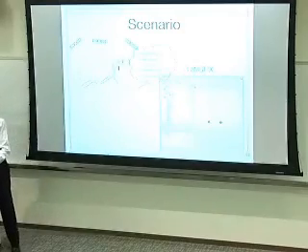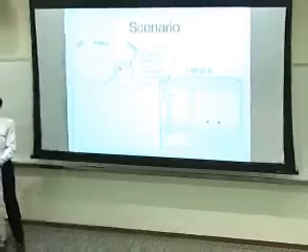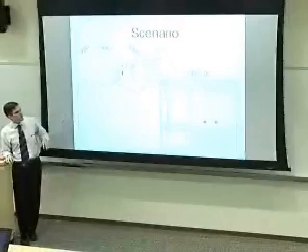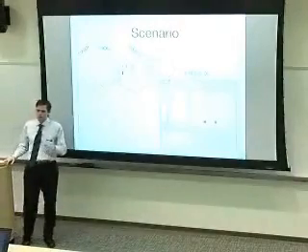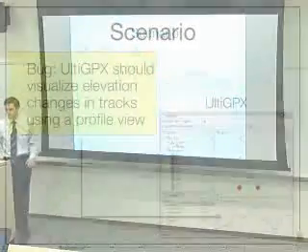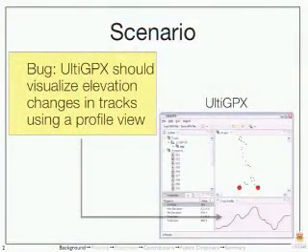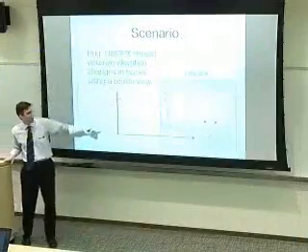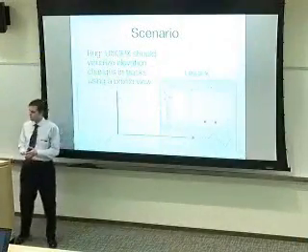I've just had this great hike, and I want to know how my elevation has changed. AltiGPX shows me this nice XY plane view, the plan view from above, but I really want to see a profile. So he files a bug on AltiGPX saying AltiGPX should be able to visualize these track points. He even gives a little screenshot, saying I want it to look like this, giving the developer some idea of what he wants.